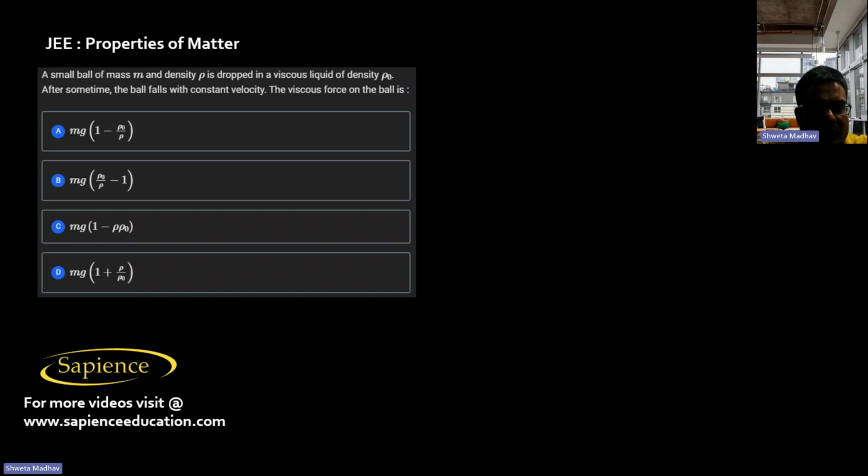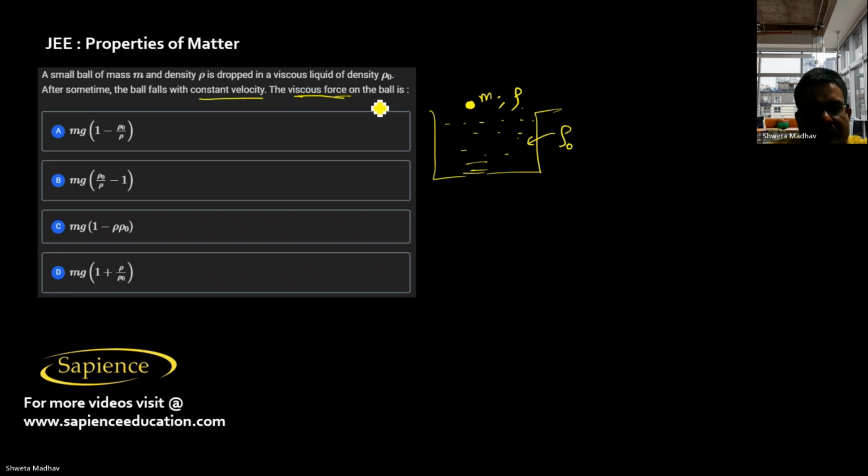Here it is told a small ball of mass m and density rho is dropped in a viscous liquid of density rho naught. After some time, the ball falls with constant velocity. The viscous force on the ball is? So the viscous force acting on the ball, how much is that?